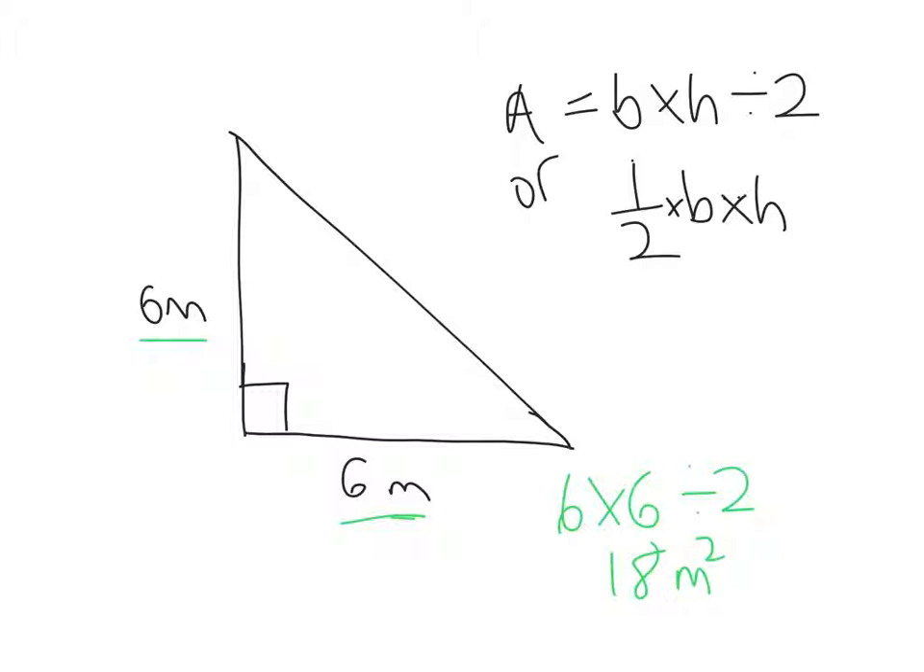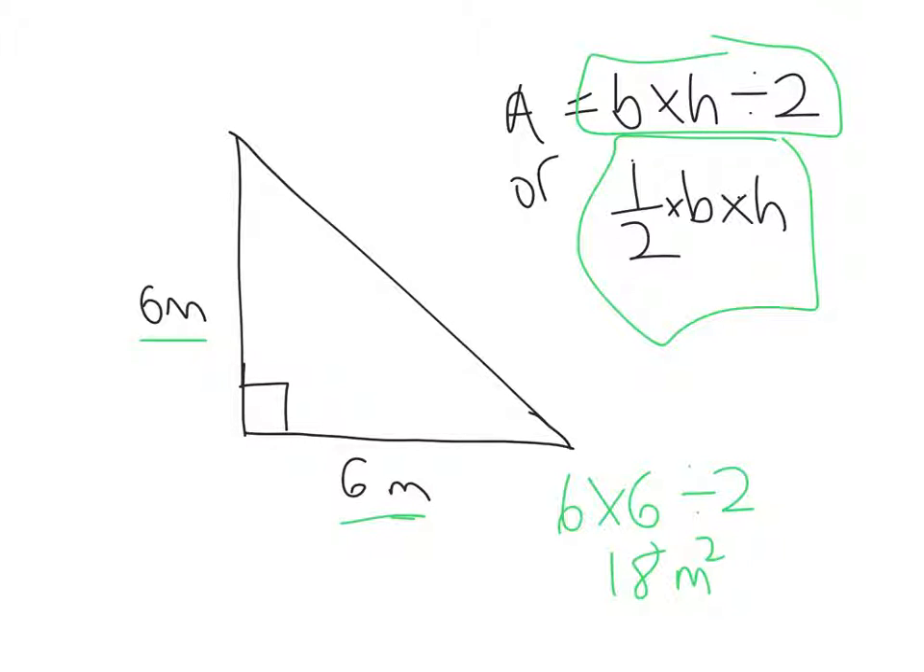And again, some people might be more used to this formula, 1/2 base times height. I like this one more over here. It just makes more sense to me. Divide by 2 at the end. Choose whichever one works as long as it consistently works for you.